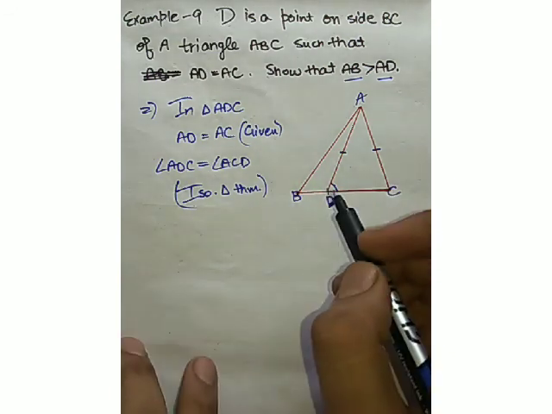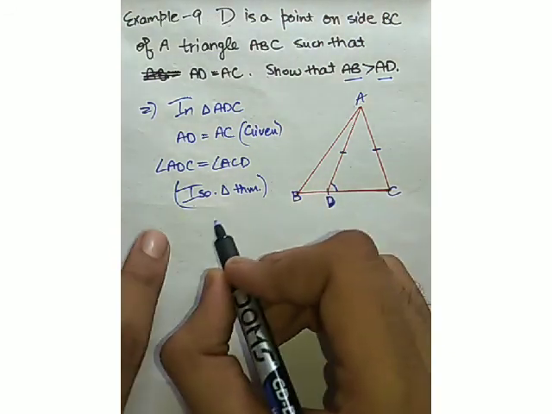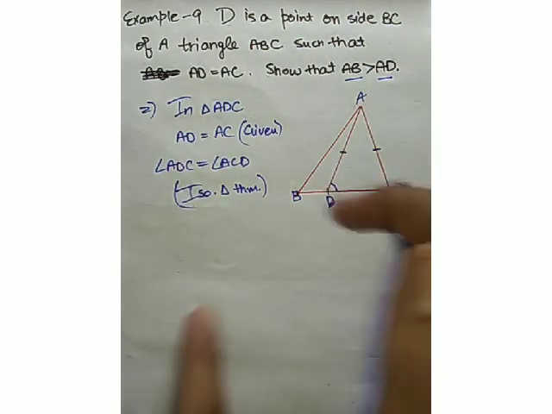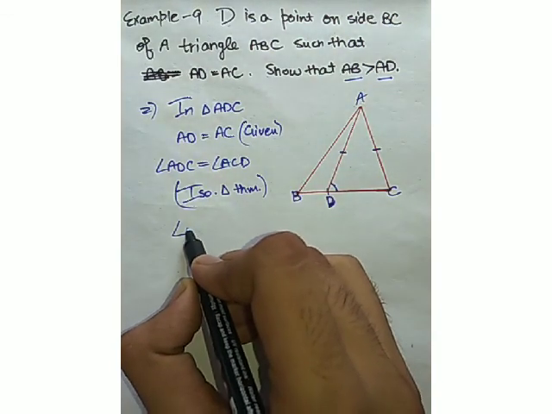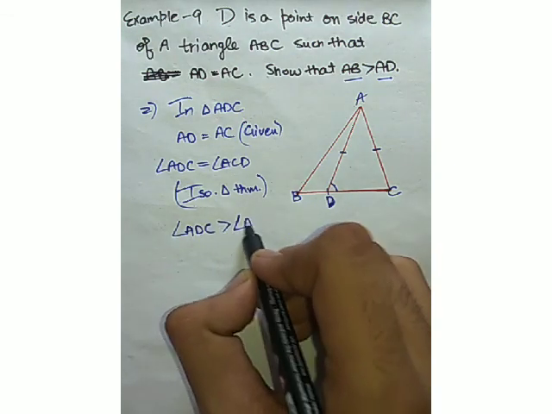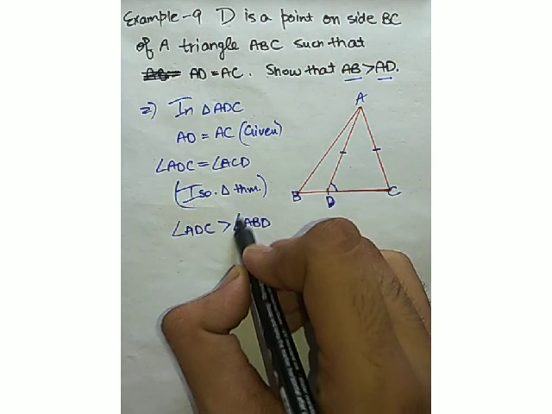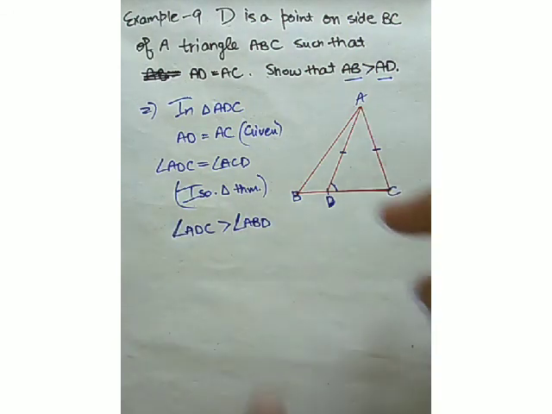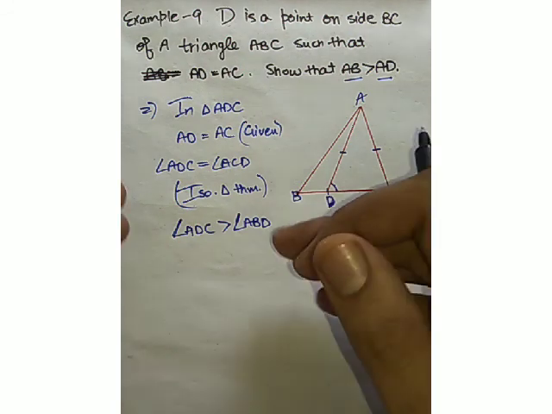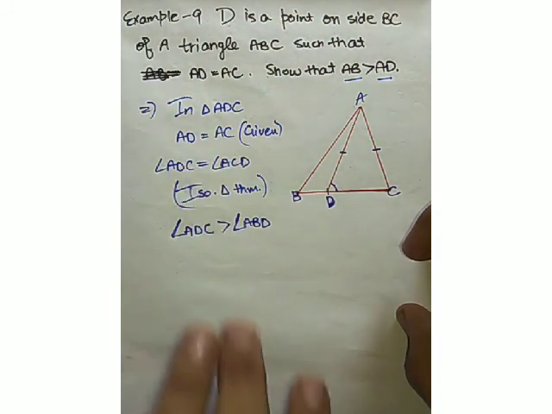It's very clear. Okay, so after writing the reason that ADC is the exterior angle of triangle ABD, you will write angle ADC is greater than angle ABD. Only this was the step that requires your brainstorming, because sometimes students don't know from where to start. Now the following steps are very easy.